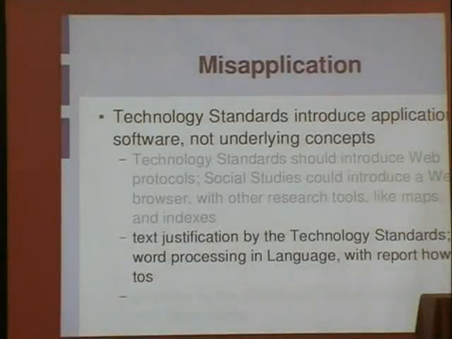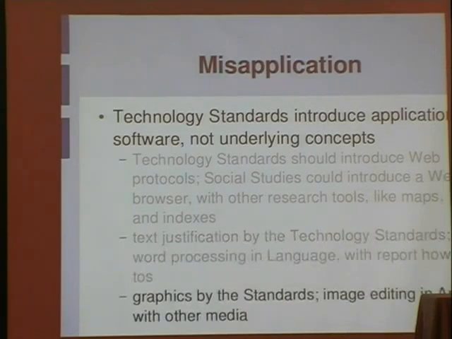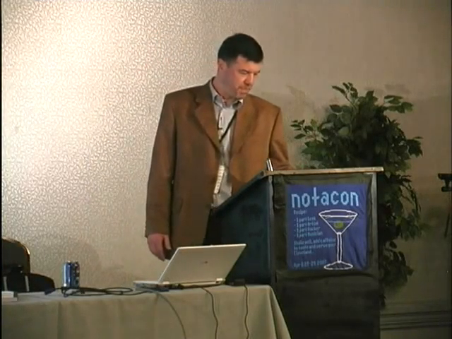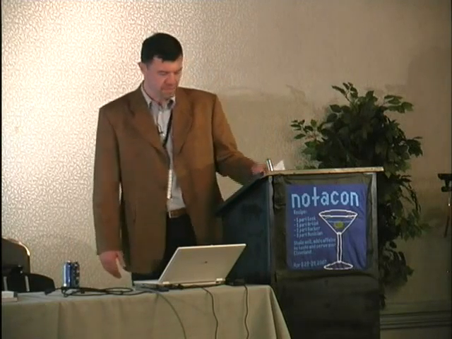Text justification, by the technology standards, should be covered by technology standards, whereas word processing, which is what it currently says in the technology standards, I think should be covered in like English class. Graphics standards, they talk about using a mouse to paint a picture. I think this could be done in an art class. The social mandates kind of bothered me, mostly because of the presumptions that they made.